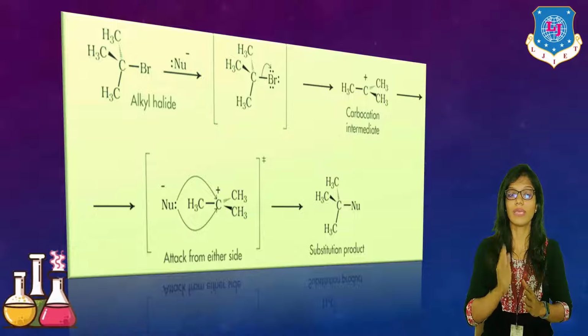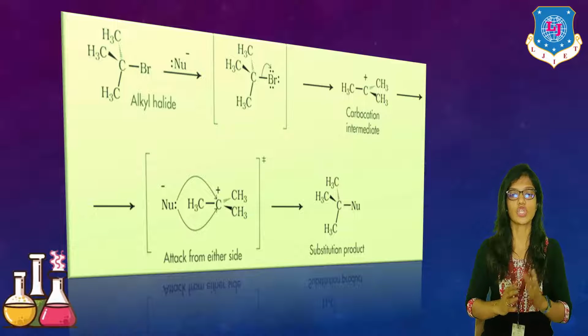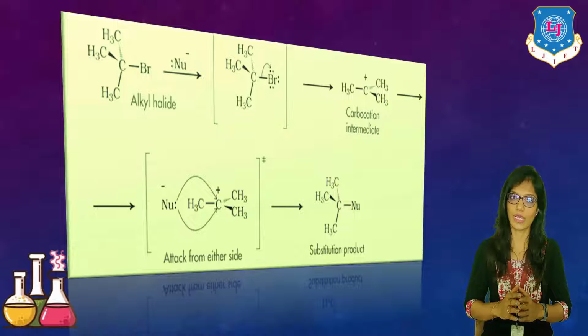First of all, the Br will depart from the compound. Br is highly electronegative, so it will take the electrons with itself, creating a positive charge on the carbon and a carbocation intermediate. As you can see in the image, we have C plus attached to three CH3 groups. So that creates an intermediate which is known as a carbocation.